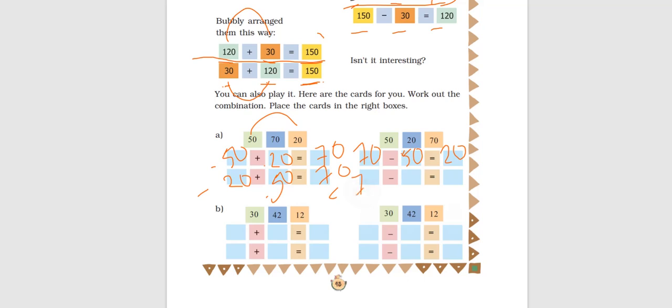Now let's try it the other way around. 70 minus 20. 7 tens minus 2 tens. We have 5 tens. So 50. 70 minus 20 is 50.